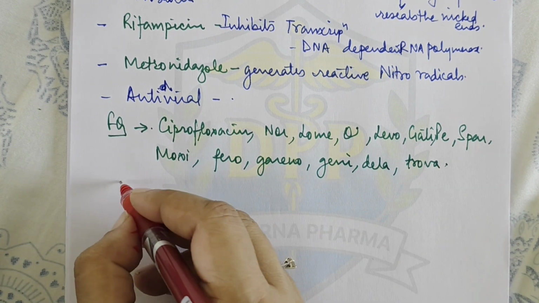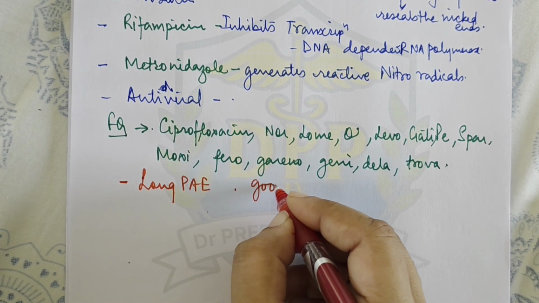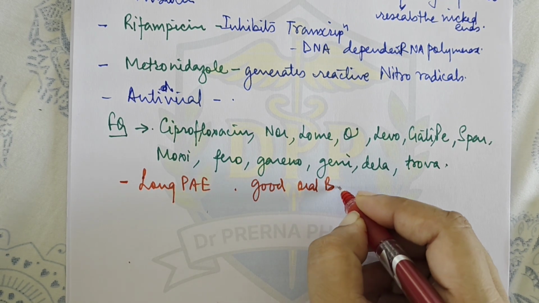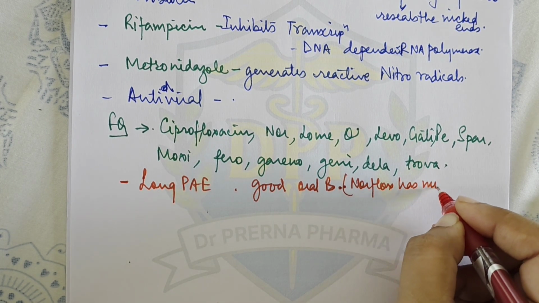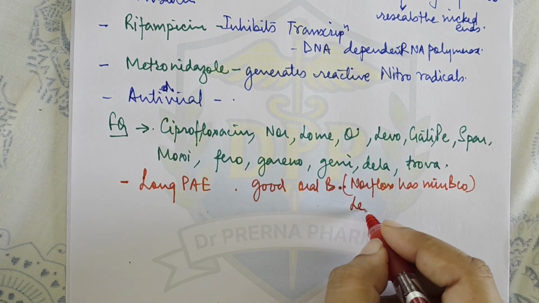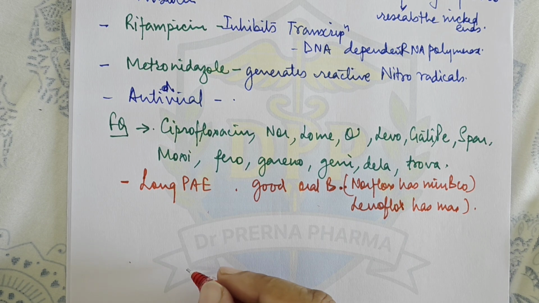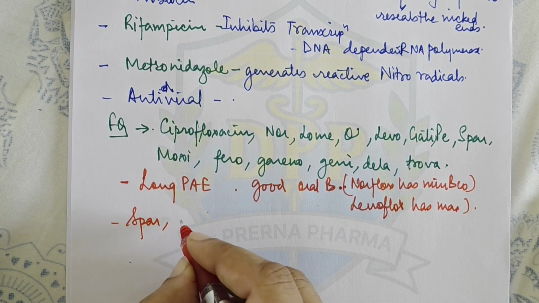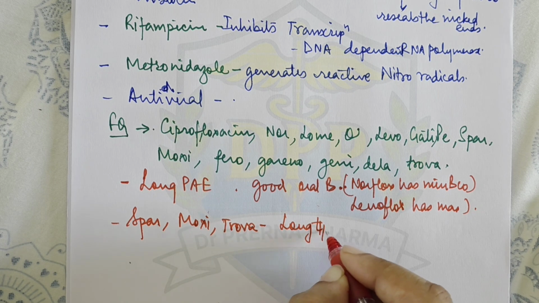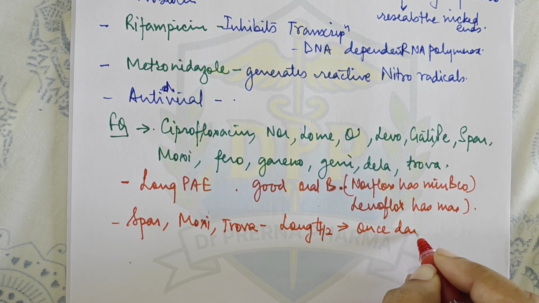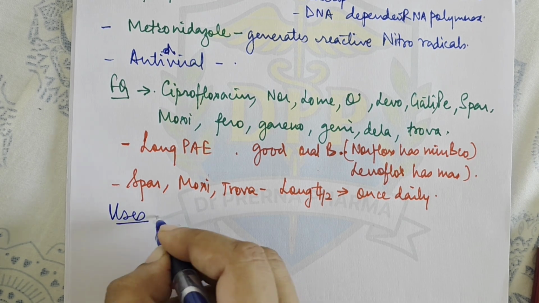These drugs have a long post-antibiotic effect also. They have good oral bioavailability; Norflox has minimum bioavailability, and Levoflox has maximum bioavailability. Then these drugs, Sparfloxacin, Moxifloxacin, and Trovafloxacin, have long half-lives also, and they can be administered once daily, right?